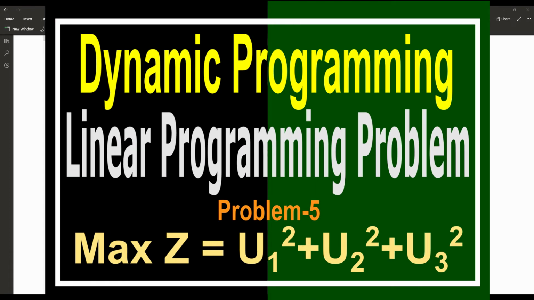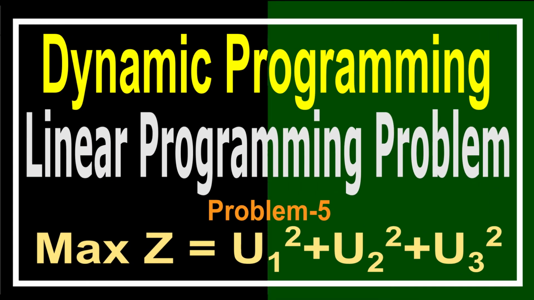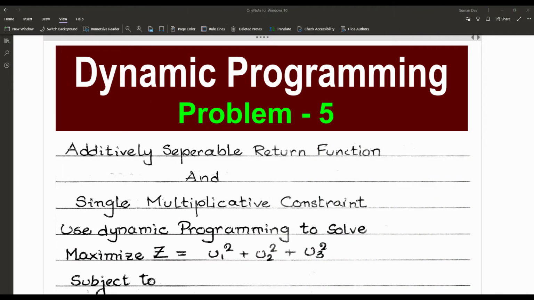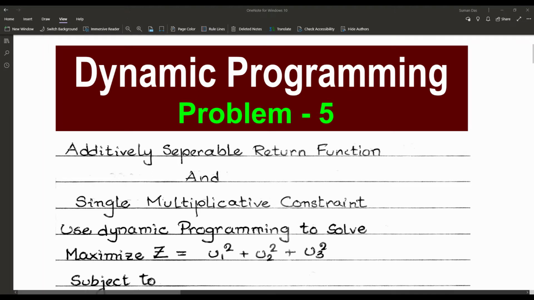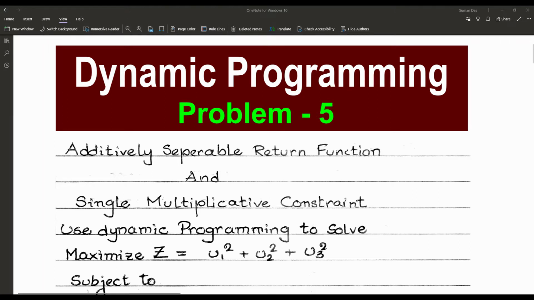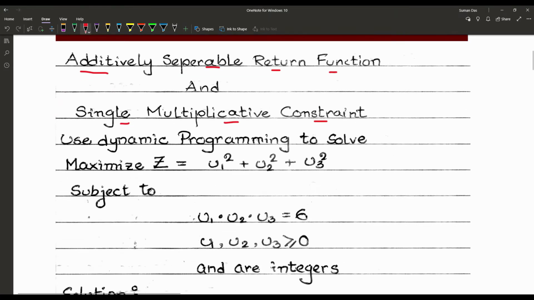Hello friends, today we are on the discussion of the fifth problem of dynamic programming to solve the linear programming problem. And today the topic is of type additively separable return function and the single multiplicative constant. Once again, the additively separable return function and the single multiplicative constant. Let's check the problem statement.